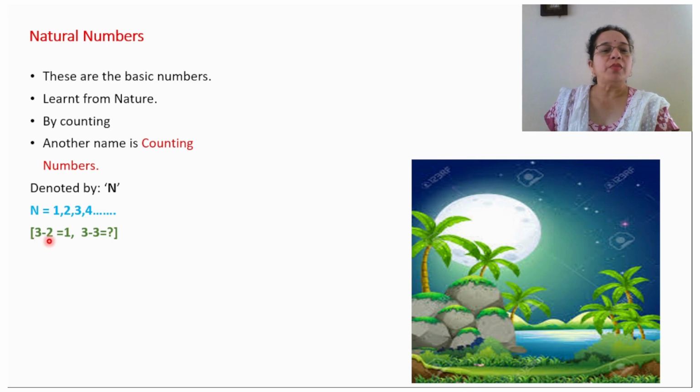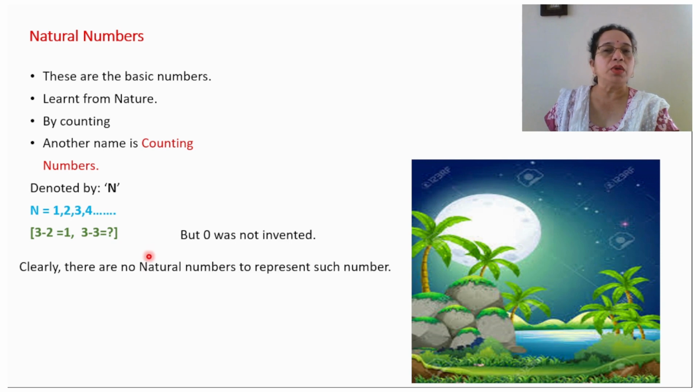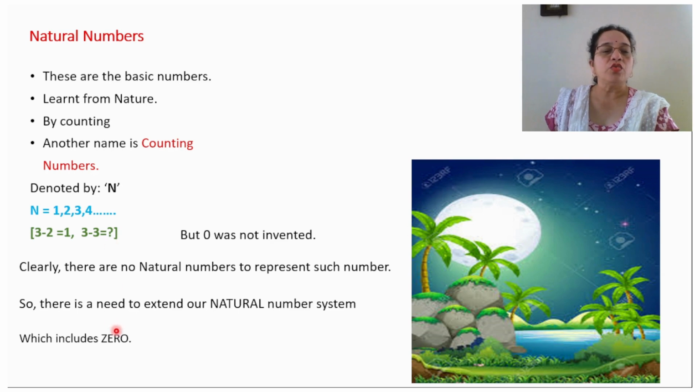Everybody knows that 3 minus 2 is 1. All this we have done in lower classes. But what about 3 minus 3? Just now you may say 0, but 0 was not invented at that time. So let us think about that. For 3 minus 3, we don't have any number. So there is no natural number that will represent 3 minus 3. So clearly we need to extend our natural number system so that we can include the answer. And what is the answer of 3 minus 3? 0. So we need to extend our natural number system to include 0.